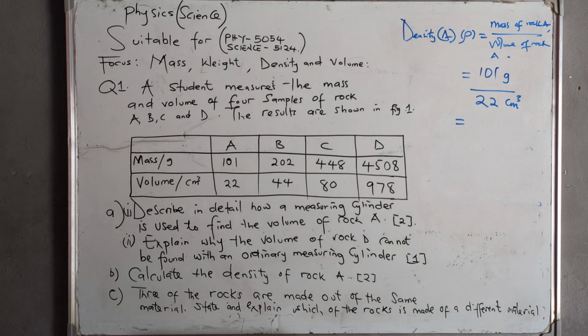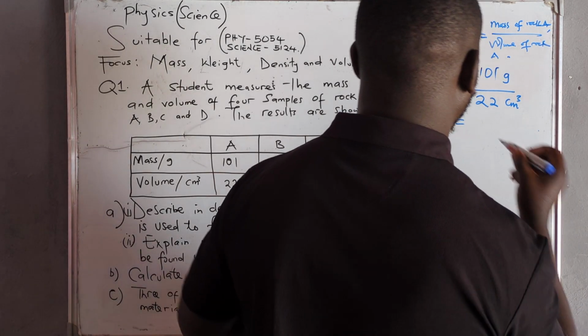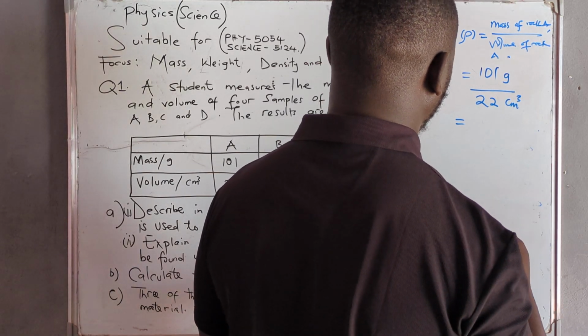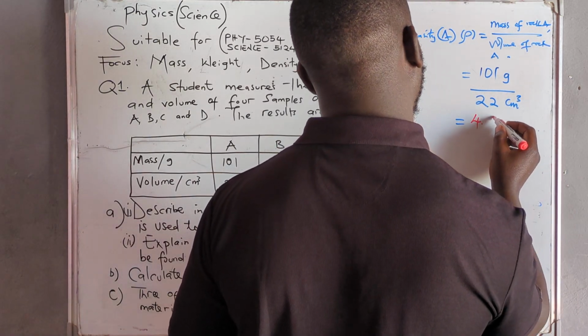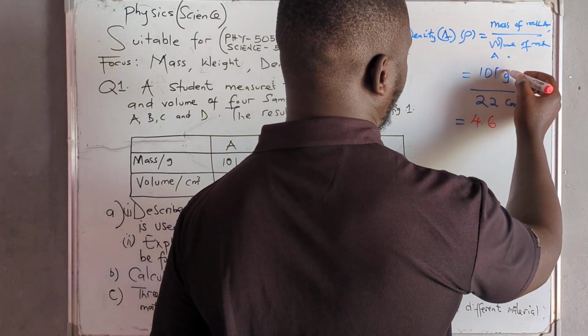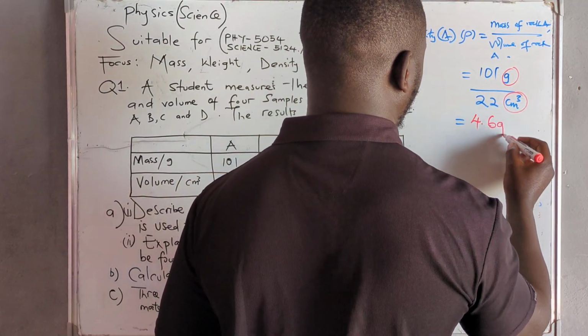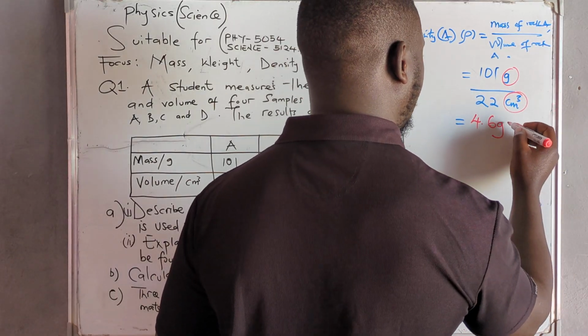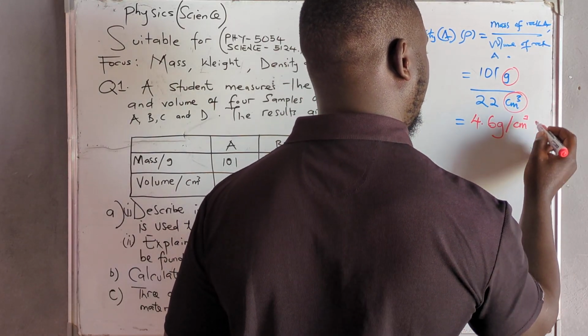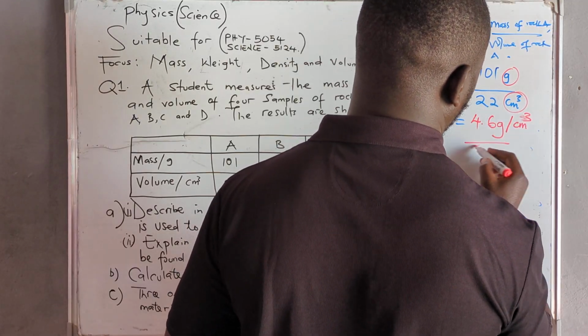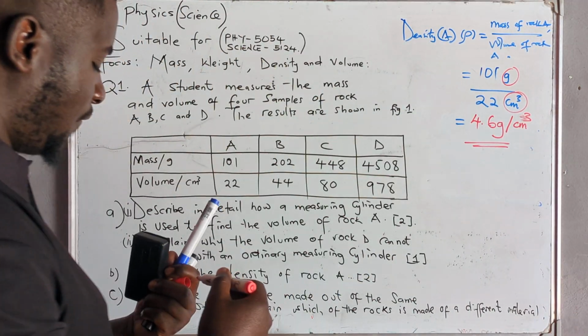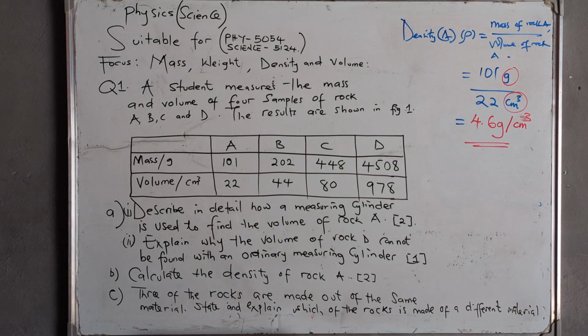What's the answer? Exactly. So you get 4.6 if you round that off. So what you're going to get is actually 4.6 after rounding it off. So you get this and also this, grams. Then you're dividing, so you say slash cubic centimeters. And that's the density for the substance or rock A.